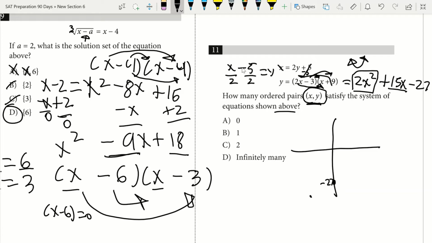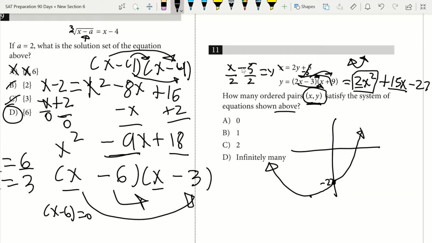But either way, it doesn't change the fact that we're going to open up in both directions, right? It might look something more like this, right? But eventually it opens up in both directions because this x squared has a positive coefficient in front of it.